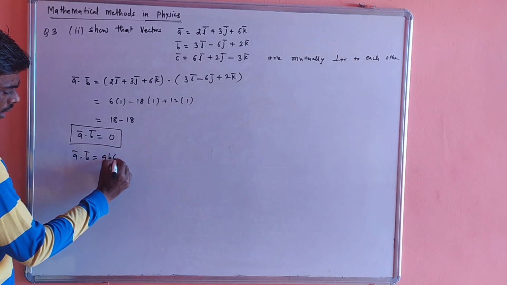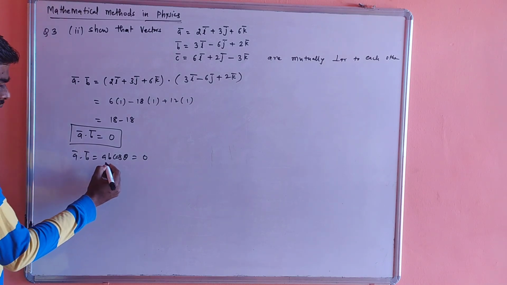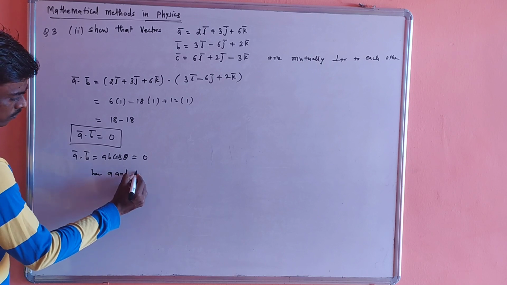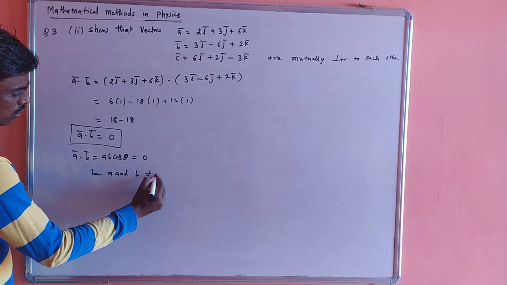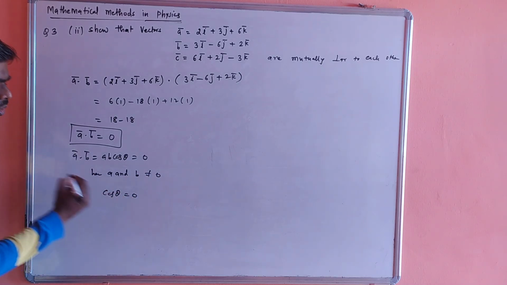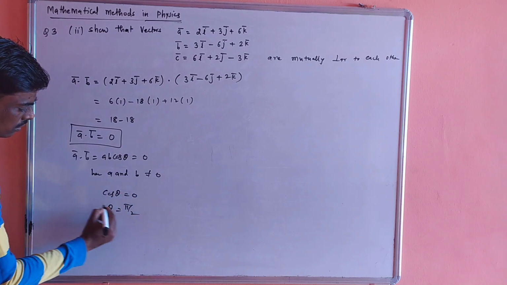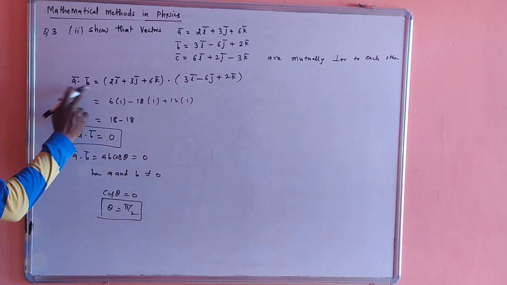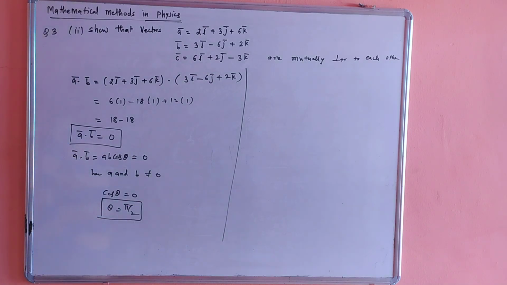That means vector A dot vector B is nothing but A B cos theta. Answer is 0. That means it is possible here, the magnitudes of vector A and vector B are non-zero quantities. So it implies that cos theta must be 0. And if cos theta is 0, theta is obviously 90 degrees. So vector A and vector B, these two vectors are perpendicular to each other.